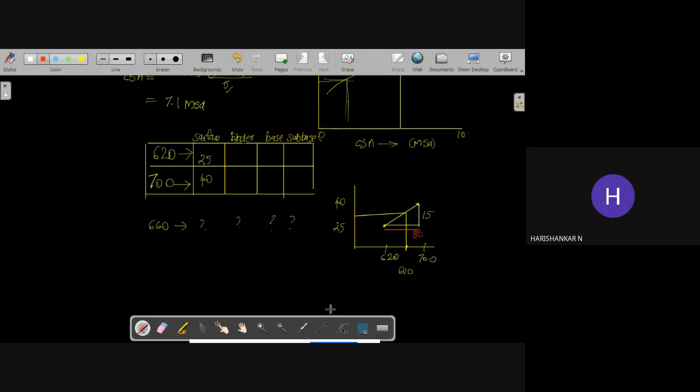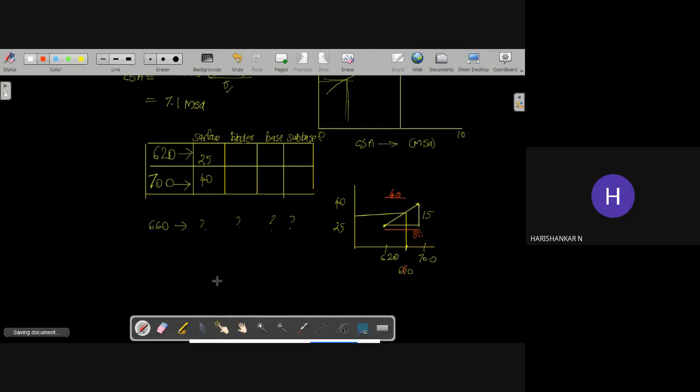And what about this dimension? Okay, this dimension means this distance. I'm marking this distance here. Okay, it will be 600 minus 620. Sorry, it is 660. Okay, here it is 660. So 660 minus 620, it will be 40. Okay, here you can see it's 40.